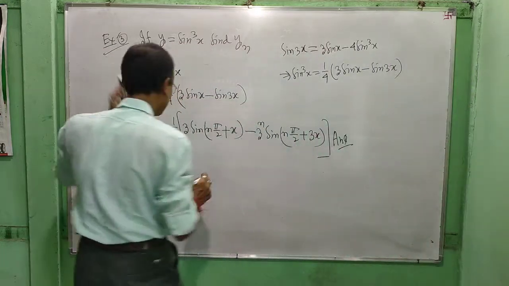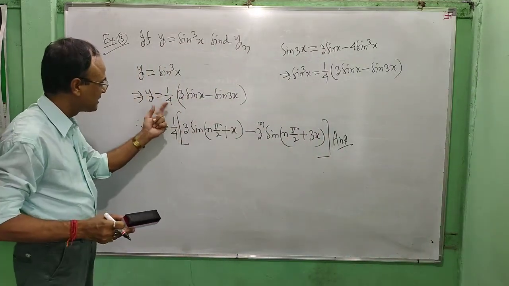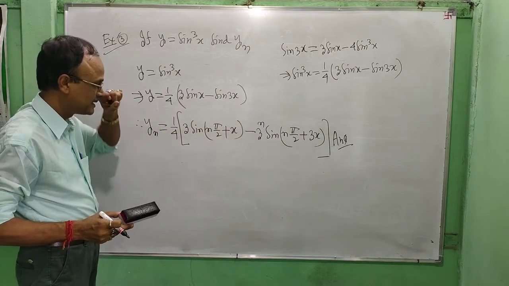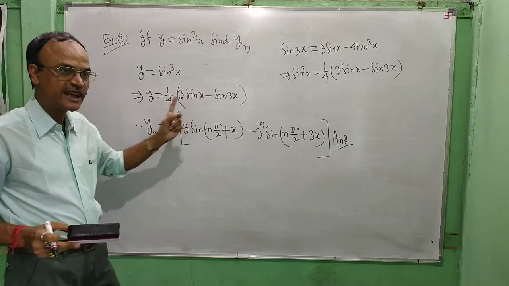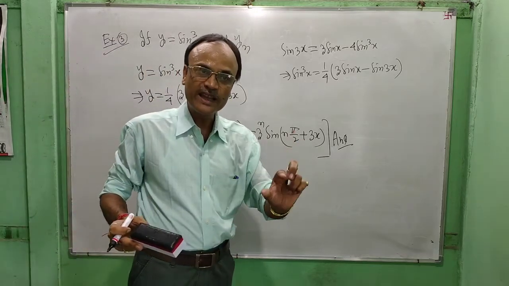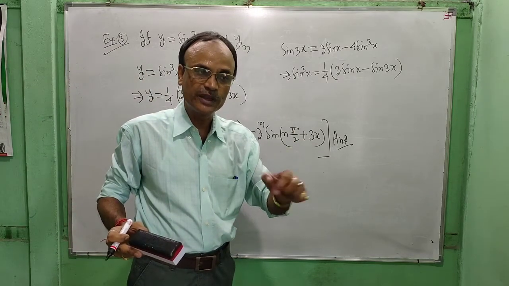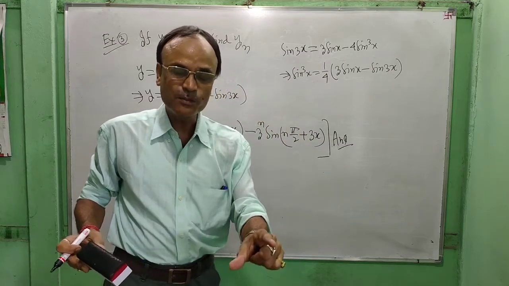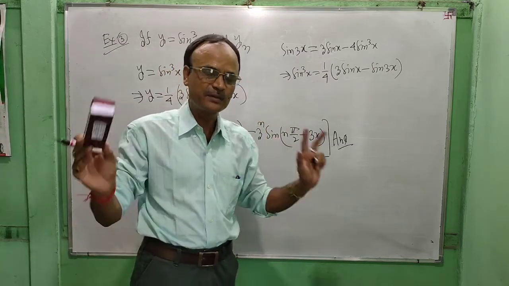Perhaps you understand this. Very simple. If y equal to sine of ax plus b, yn, the nth differentiation, will be equal to a to the power n sine of n times pi by 2 plus ax plus b. Just remember this.